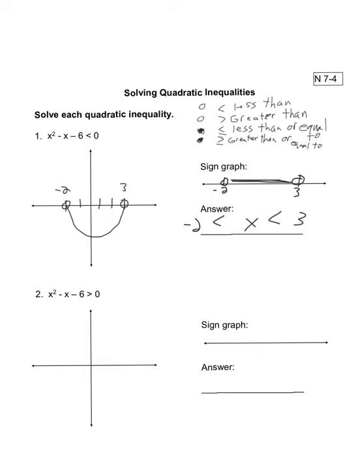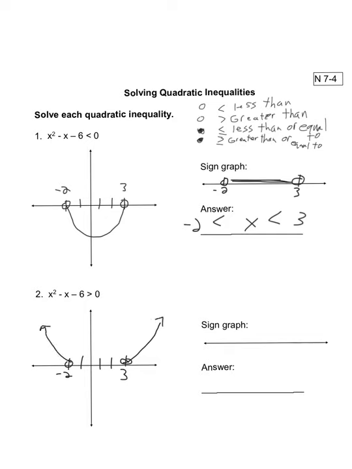Okay. Moving on, number 2, I see that it's the exact same graph. It's just now asking for greater than, so it wants above the x-axis. On this one, I already know that it's going to cross at -2, and it's an open circle. And it's going to cross at 3, and it's an open circle. And it was graphed like this.